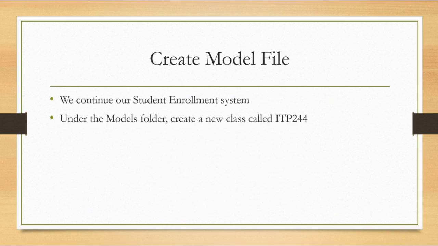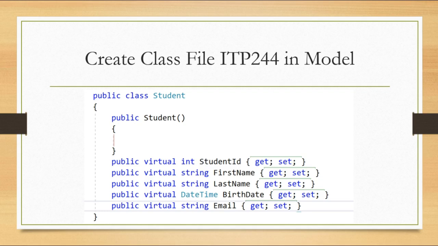We're going to continue this discussion with our student enrollment system that we used in the previous two tutorials. So under the Models folder, create a new class called ITP 244. Now I renamed the ITP 244 to Student here, and I created a class for Student. I have the constructor method. I have student ID, first name, last name, birth date, and email. And I made all these public properties.